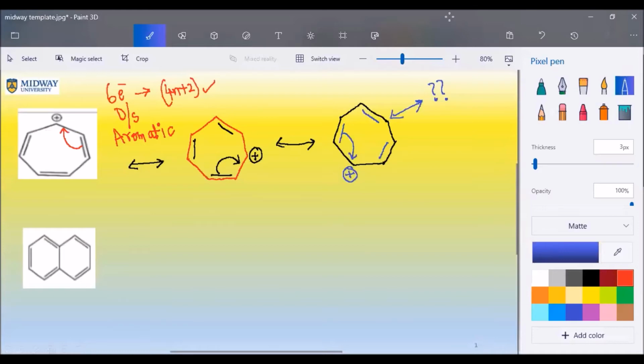Okay. All right. Now here's something that's very important. This is naphthalene. How do we go about this? It is aromatic because of the 10 electrons in Huckel's rule, and it also satisfies the planarity requirement. I don't think any of you have a problem with that. It's just trying to draw the resonance structures that seems to be the problem.